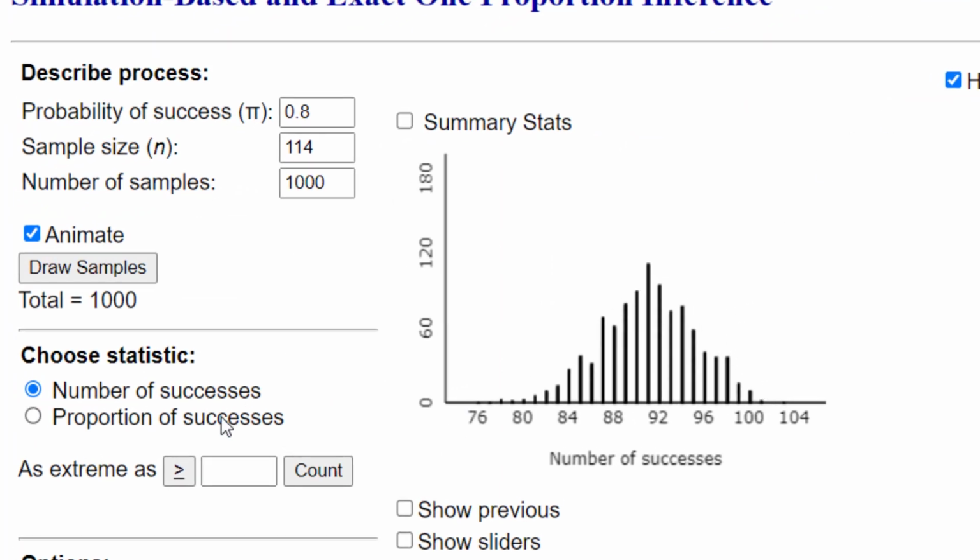We could go ahead and switch that to proportion of successes. And we can also click Summary Stats, so it will display the mean of my simulated distribution, which is very close to 0.8, right at the center. It's 0.798. And it tells me that the standard deviation of this distribution, which is also called the standard error, is 0.037. I'm going to take a quick screenshot and insert that into my answers.